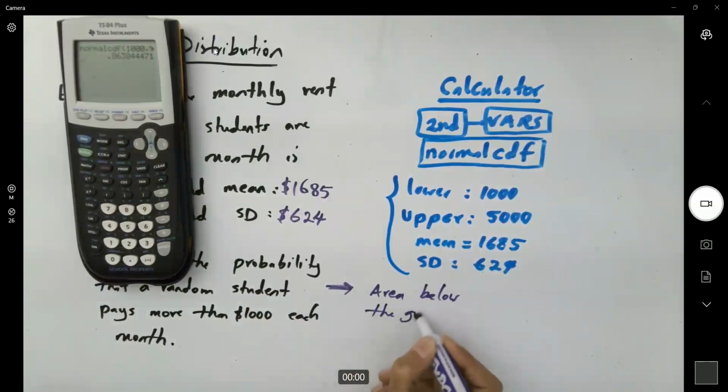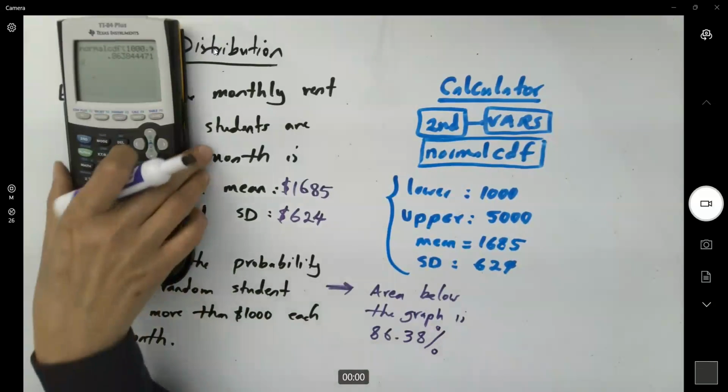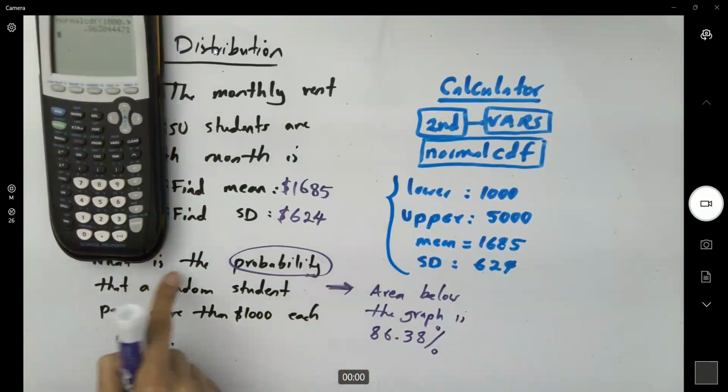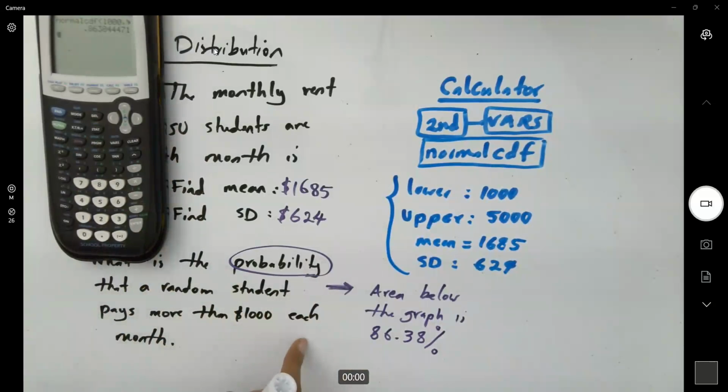The area below the graph is 86.38%, which is exactly the probability. What is the probability that a random student pays more than $1,000 each month? The probability is the same as the area, which is 86.38%.